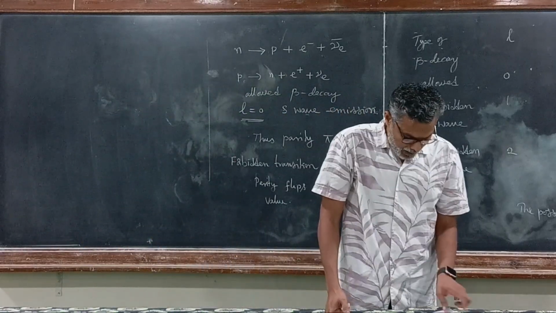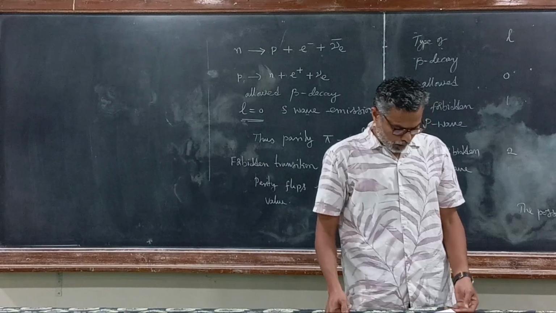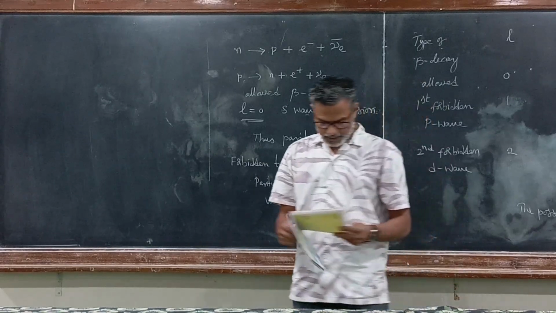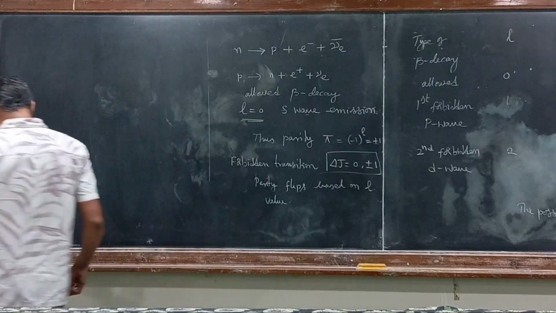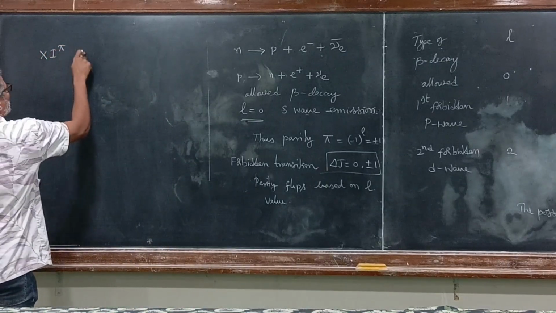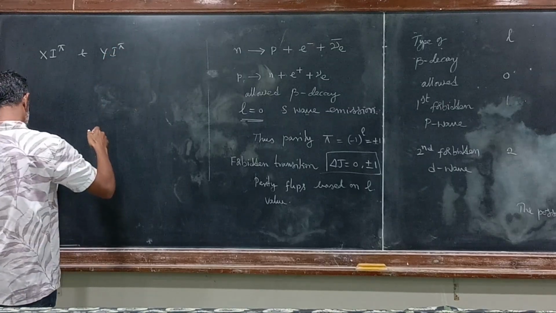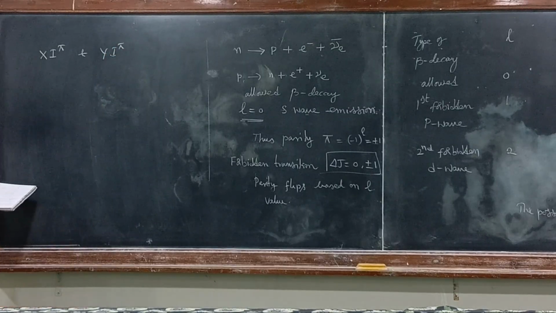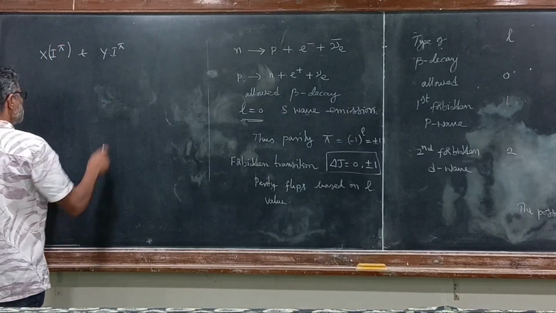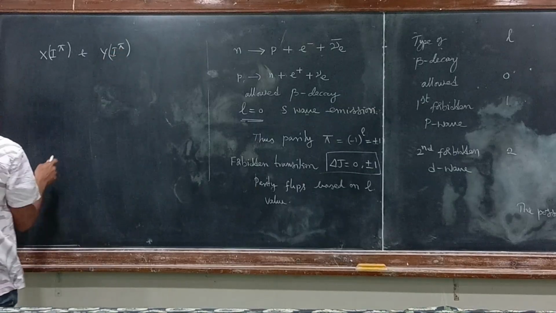The fifth problem is: match the order of beta decay given in the left column to the appropriate class in the right column. Here X with spin-parity I pi and Y with spin-parity I pi are the nuclei with the intrinsic spin and parity. So I is the intrinsic spin, pi is the parity value.